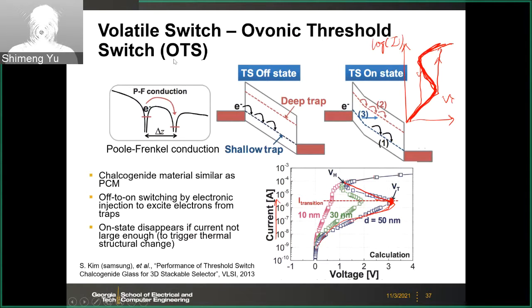So the OTS is important because this is used in commercial products already, like Intel's 3D XPoint memory actually uses OTS as the selector.